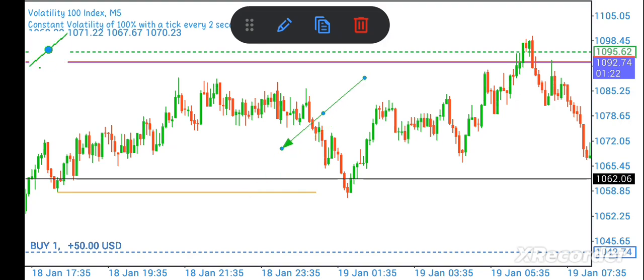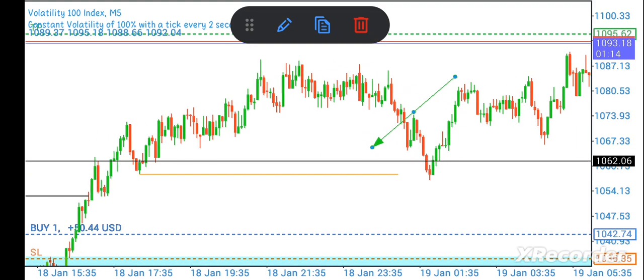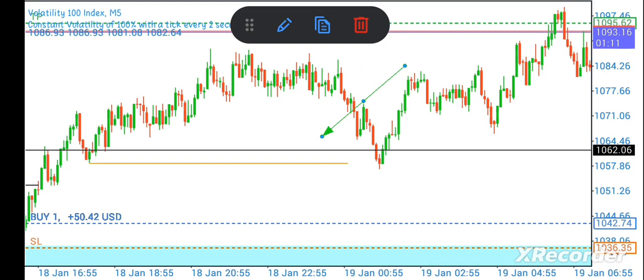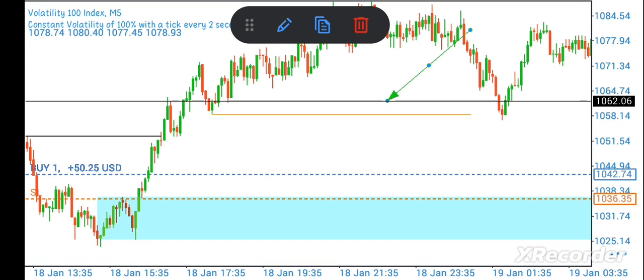It continued in that way, and you can see that we got a double bottom here. When we got the double bottom, and then I saw that the price swept the inducement level, that was where I had to mark this here as my POI. You can see on the 5 minutes time frame that this was an order block in this order flow.